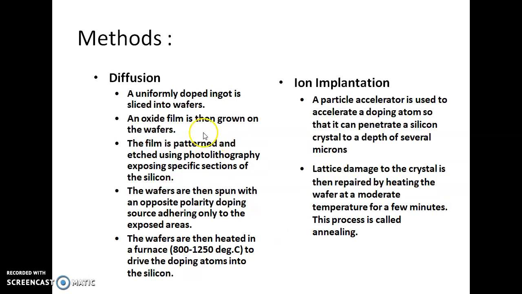In comparison, for diffusion, a uniformly doped ingot is sliced into wafers, oxidation is done and photolithography is done. After all this process, a window is opened where we need to do the doping, and in the furnace I showed you previously, diffusion takes place. Coming to ion implantation, a particle accelerator is used to accelerate a doping atom so that it can penetrate a silicon crystal to a depth of several microns.